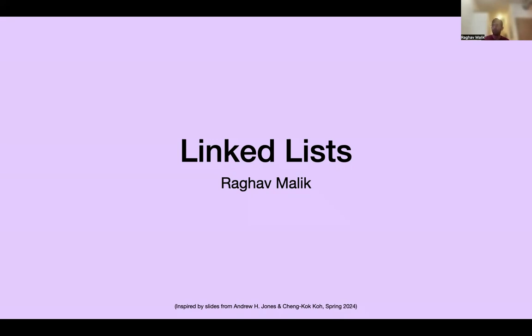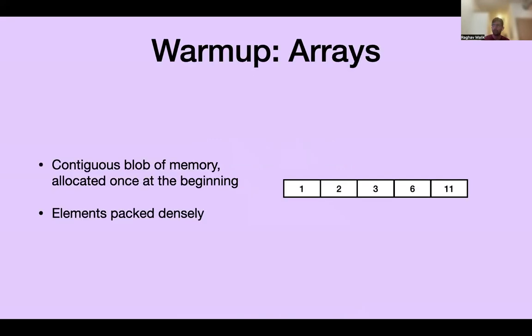As a warm up, let's talk about arrays. Arrays are in particular not linked lists. Arrays are allocated in a contiguous blob of memory. You allocate them once, and then you just keep using them. So one allocation, one free at the end. Elements are packed very densely together, so the next index is always adjacent in memory.